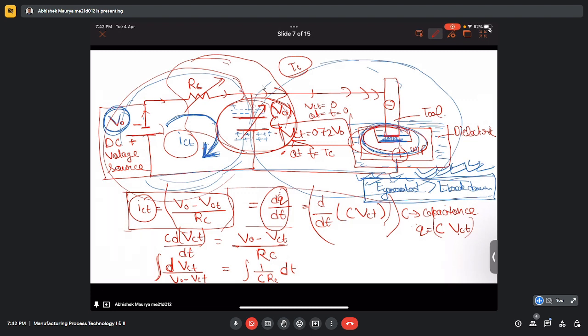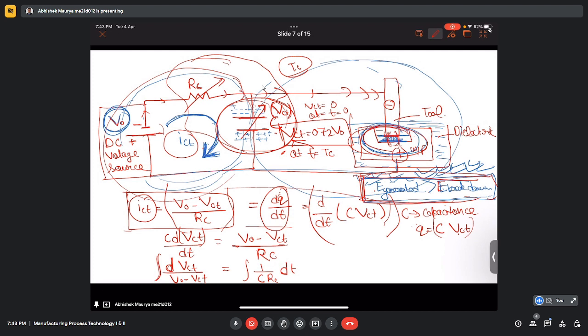As soon as we reach this condition, we want the breakdown condition, E generated greater than E breakdown, to also be reached. If both conditions happen simultaneously, then whatever discharge happens will happen at the maximum power delivery. And if this happens, then we will get maximum MRR. So I am saying that we want the discharge to happen when the capacitor gets charged up to 72% of V0. That is controlled by us.